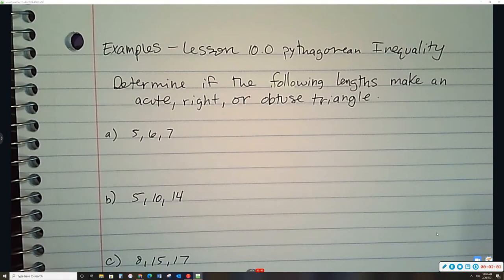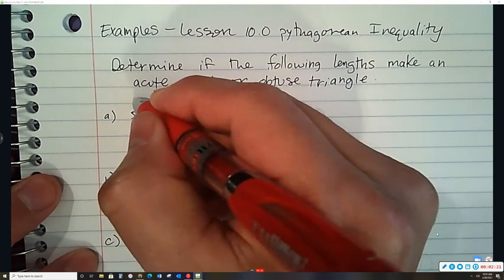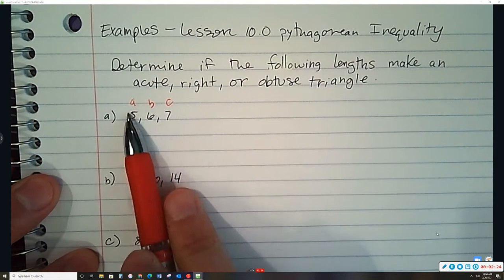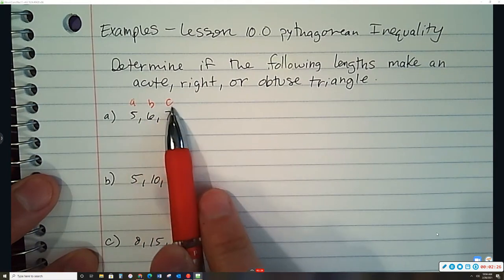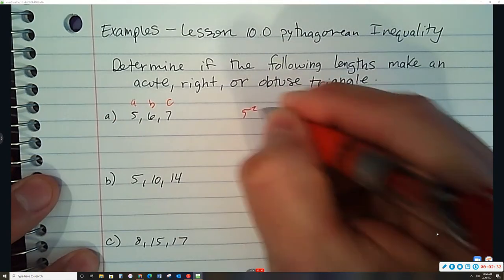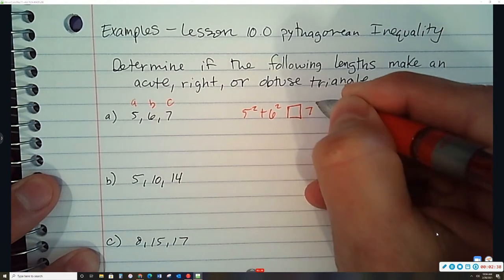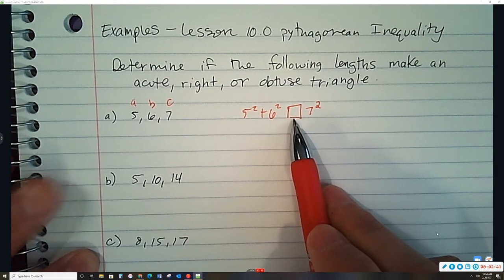So here we have some examples. It's pretty straightforward. You're going to be given three side lengths or three measures, and the question is, is it an acute, right, or obtuse triangle? If the numbers are not in order, always remember a has to be the small one, b the middle value, and c the larger value. Then we're going to use the inequality. I'm going to leave this blank because I don't know if it's less than, greater than, or equal yet.